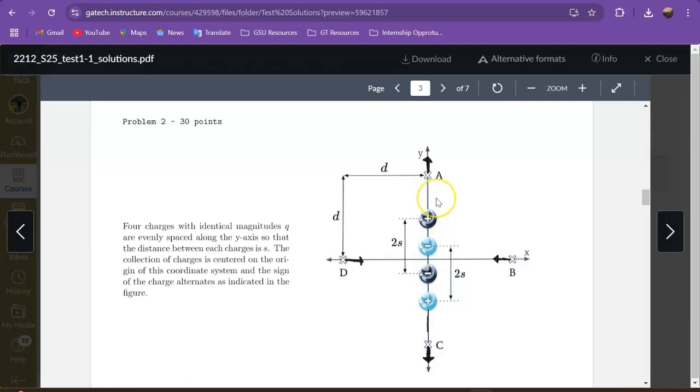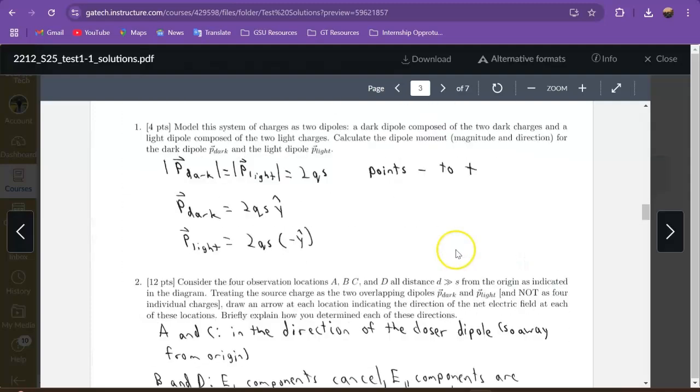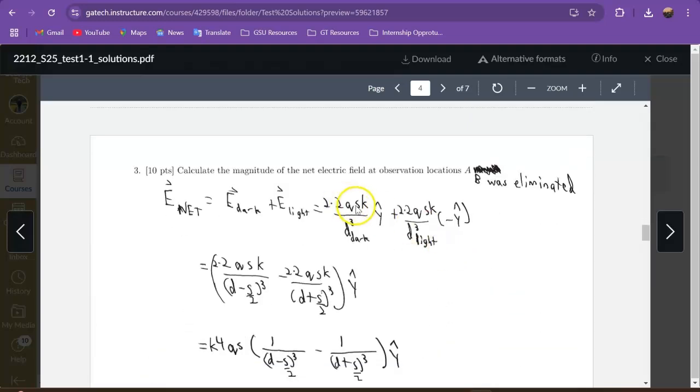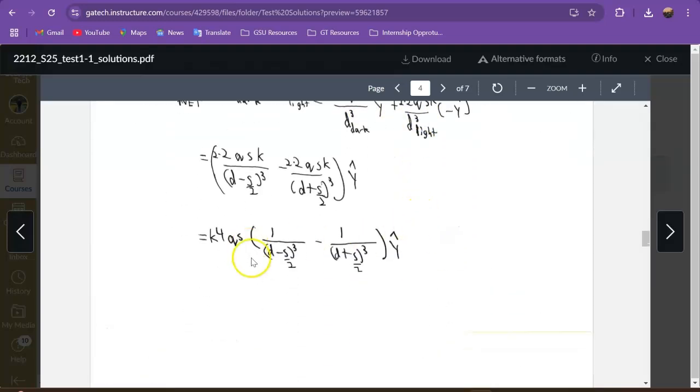would be either d plus or minus s over 2. The distance from the center of the dark dipole to our desired observation location will be d minus s over 2. And then the distance from the center of our light dipole to the observation A will be d plus s over 2. And we then sum that, and we have our final result.